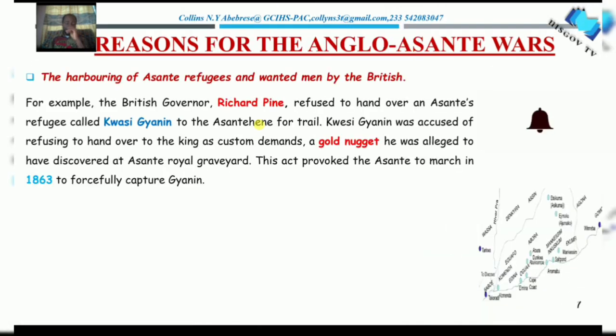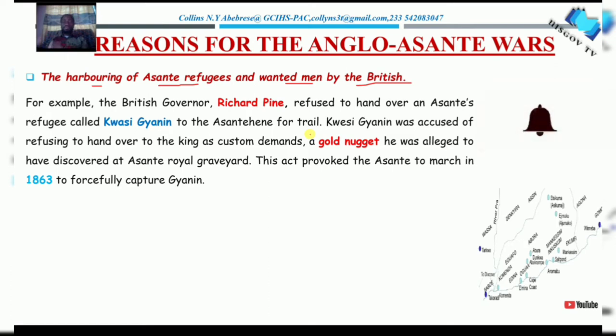Good, let's take a look at more of the reasons for the Anglo-Ashanti wars. The next one was the harboring of Ashanti refugees and wanted men by the British. So the British also had an attitude of harboring or keeping some Ashanti refugees and also wanted men, people who had committed a crime in Ashanti and are supposed to be punished. You see them run away to the British along the coast.